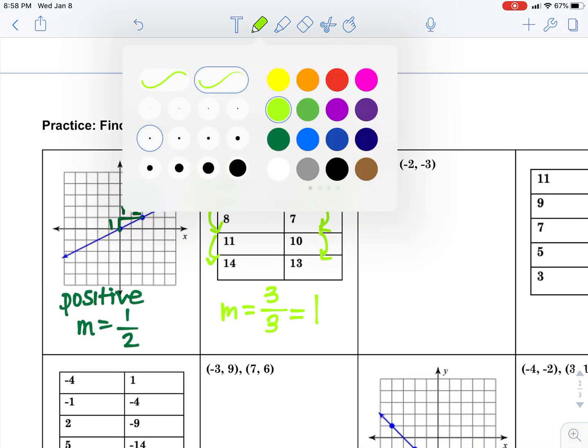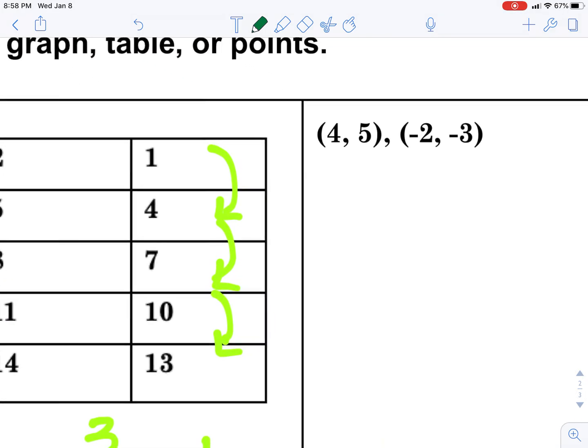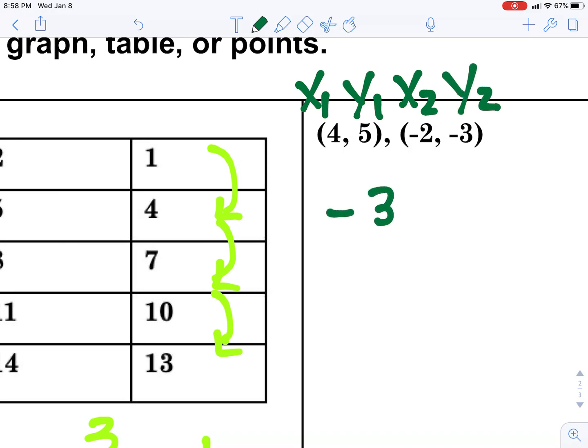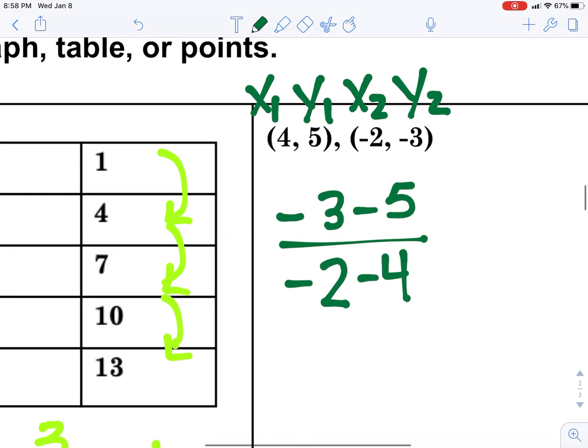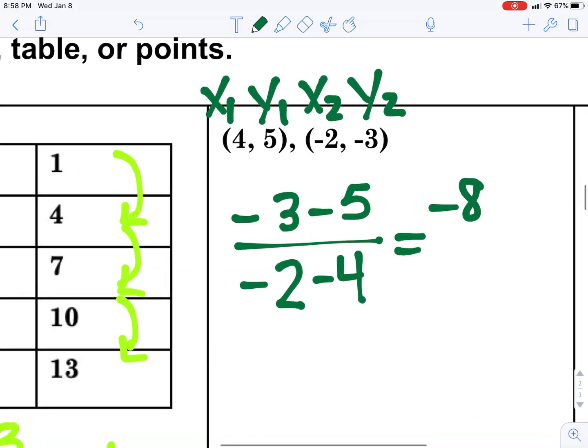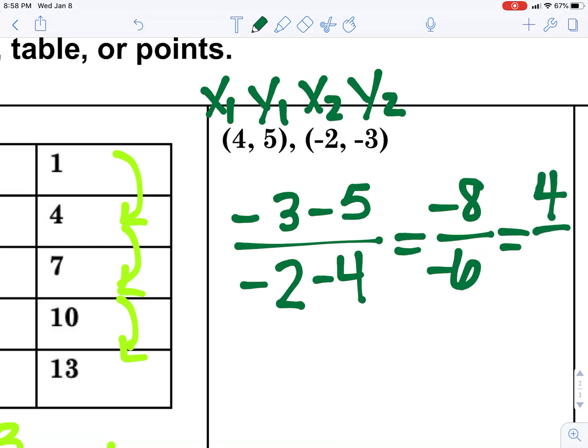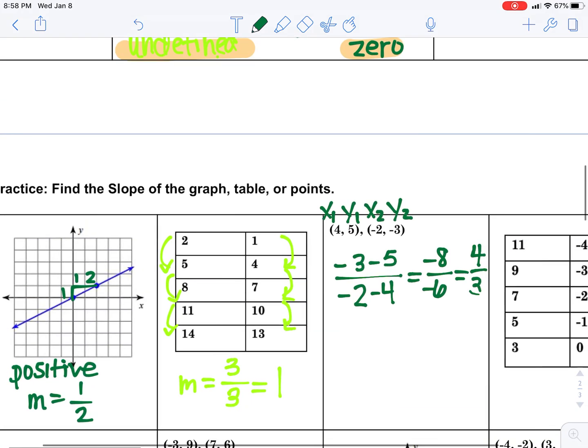All right, so now we're going to go back and do the x1, y1, x2, y2. So I do -3 minus 5 on the top for the change in y, and then I do -2 minus 4 on the bottom for the change in x. This comes out -8, this comes out -6. So the negatives go away, they cancel out, and I can also simplify this down to 4/3. So m is equal to 4/3.